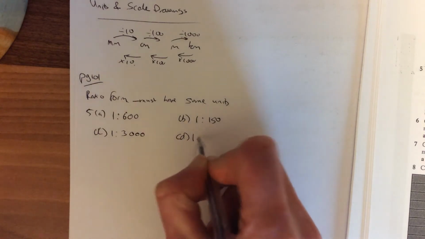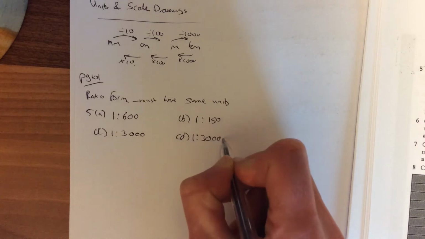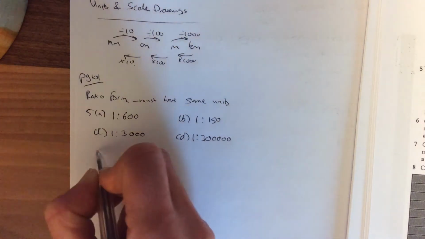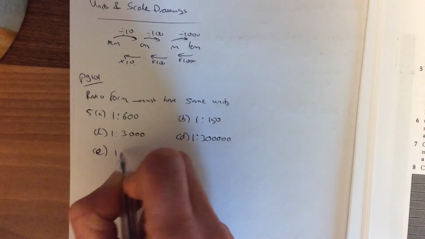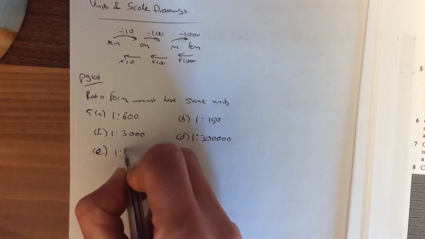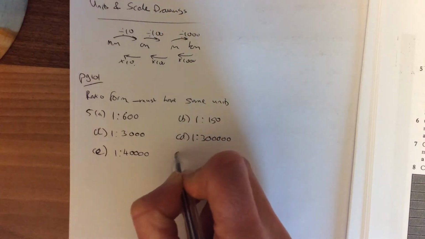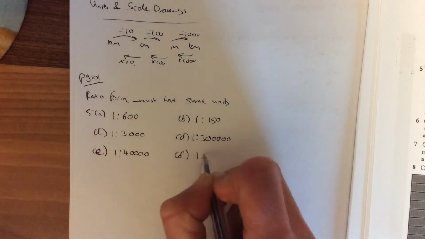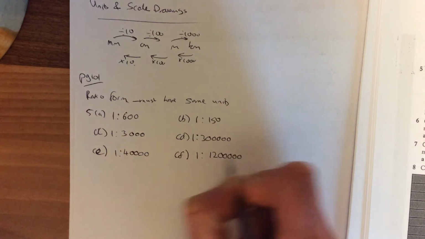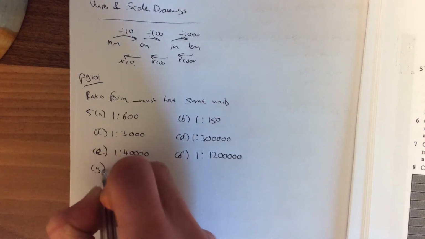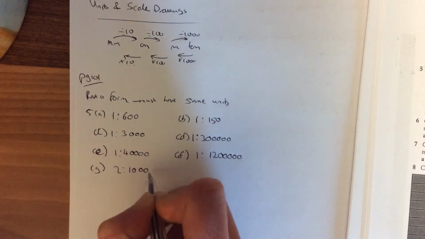Part D, 1 centimetre to 3 kilometres. Well, that's 3,000 metres. Now there are 2 noughts on to bring it up to centimetres. Part E, 1 centimetre to 0.4 kilometres. 0.4 kilometres is 400 metres. Now there are 2 zeros, put into centimetres. F, 1 centimetre to 12 kilometres into metres, then into centimetres. G, 2 centimetres to 10 metres, put into centimetres.